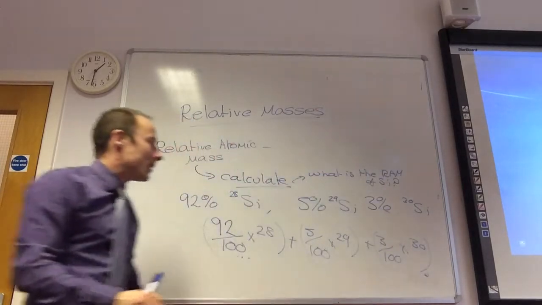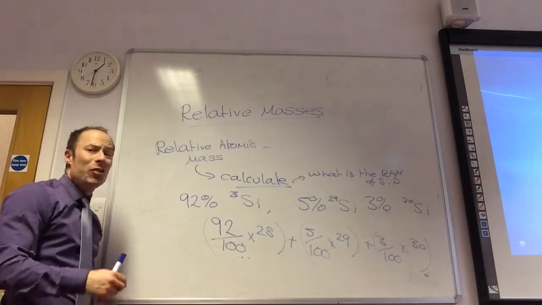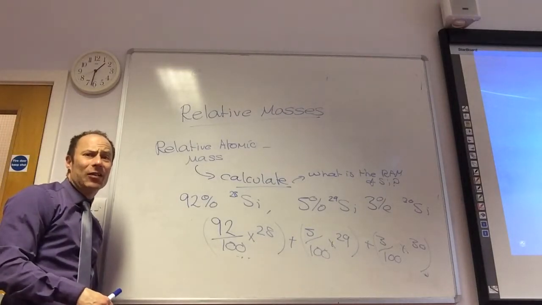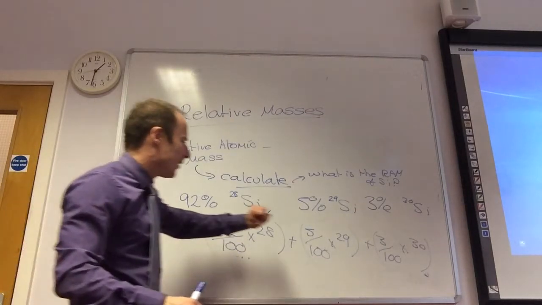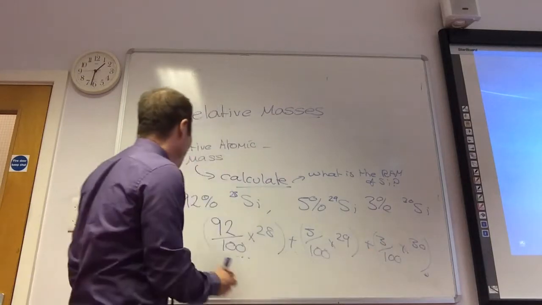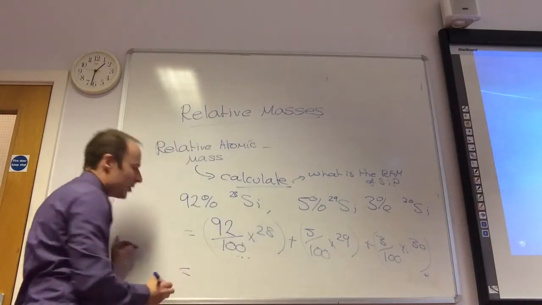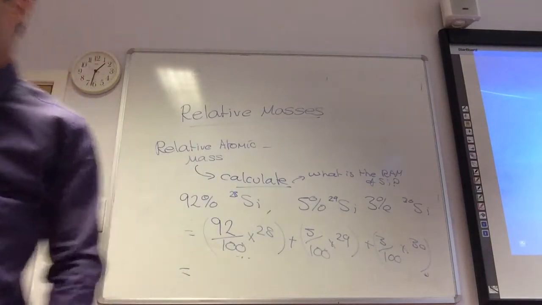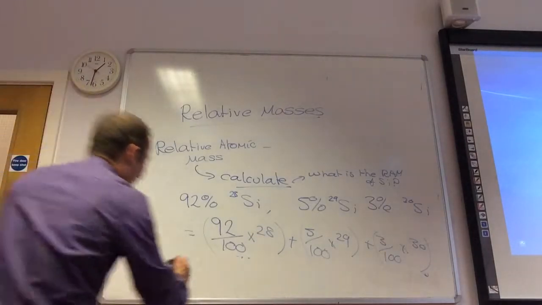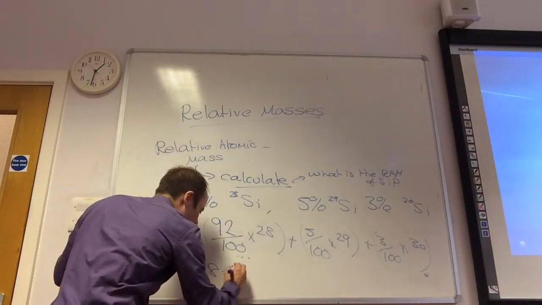Now, most people are happy doing that. Where they go wrong is they do it incorrectly in their calculator. So I would work out the brackets separately and then add them. Hopefully, if you do the brackets right, you get 28.11.